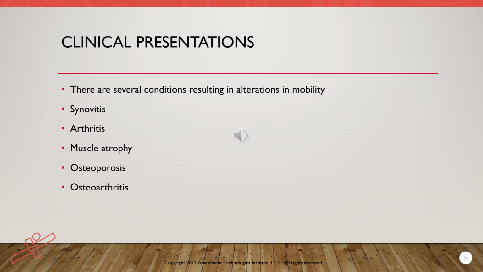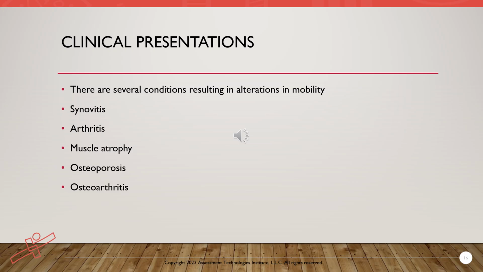Several health conditions can lead to changes or limitations in mobility by affecting the joints, muscles, or bones. Synovitis is the inflammation of the synovial membrane, the lining of the synovial joints. When this membrane becomes irritated, it produces excess fluid, causing pain, swelling, and reduced range of motion. Arthritis is a broad term used for inflammation of the joints. It can result from autoimmune processes, wear and tear, or infection. Regardless of the cause, arthritis leads to pain, stiffness, and decreased mobility.